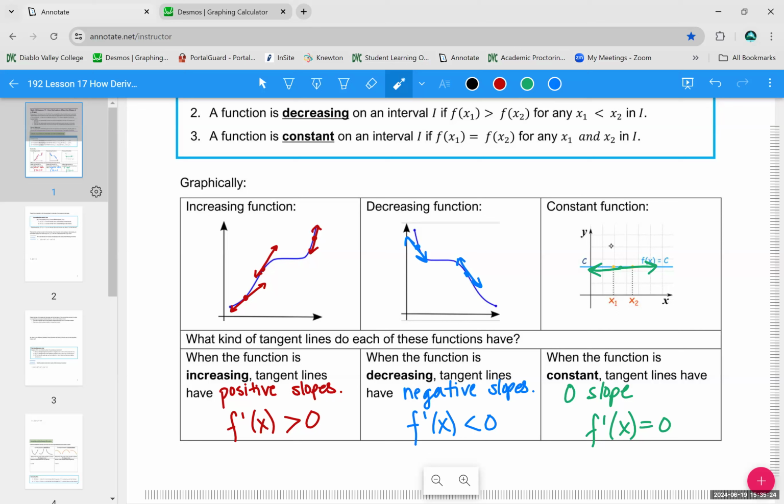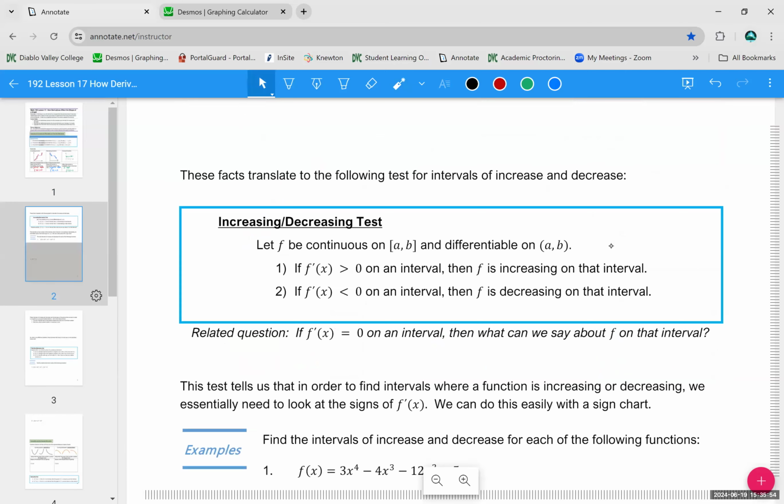Same idea, just in reverse for decreasing functions. Now our tangent lines are downhill. So they'll have negative slopes, which means the derivative will be negative. We've already talked about this, but we're really just laying it out in picture form here. And then for a constant function, the tangent line is just the same as the function itself. They have zero slope, so the derivative would be zero at a point where the function is constant.